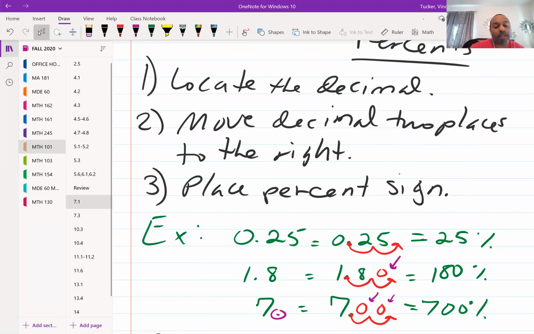And then the same thing with 7. If all you saw was 7 there, you didn't see the decimal, they assume it's to the right of the rightmost digit. So it'll be to the right of that 7. And you move your decimal 2 places to the right, that'll be 700%, using zeros as placeholders. All right. Questions? Any questions?